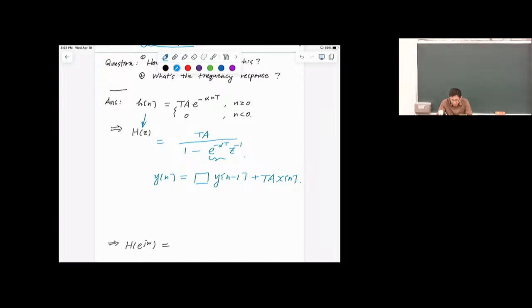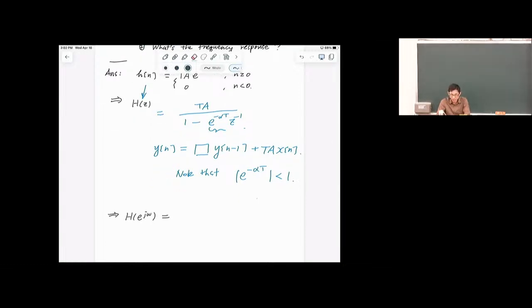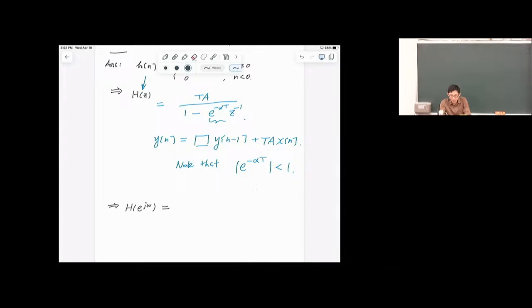Note that this pole is smaller than 1, of course, because we are having RC decay. So this is a stable system. Our design is guaranteed stable. That's a good property. The system is intrinsically stable, always stable. Then we can talk about the frequency response.